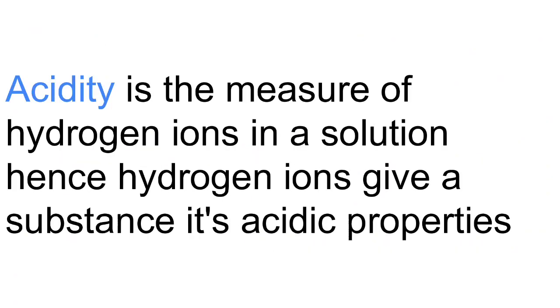Now we have the term acidity also, which we shall come across in this subtopic. Acidity is the measure of hydrogen ions in a solution. Hence, hydrogen ions are the ones responsible for the acidic properties of a solution. If the hydrogen ions are many, it means that particular solution is highly acidic or has a high acidity. While if the hydrogen ions are few, then that solution has a low acidity. So acidity is the measure of the number of hydrogen ions in a substance.